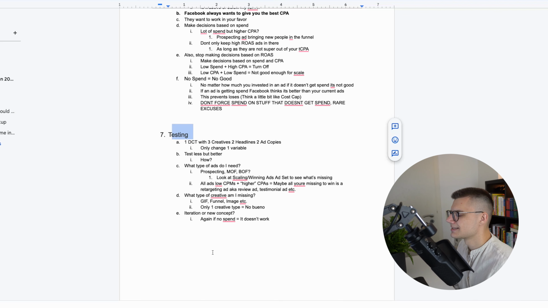For now, keep in mind, dynamic creative on, 3 creatives, 2 headlines, 2 ad copies, fairly common tactic nowadays. And again, you only want to change 1 variable at a time. And also again, if a test is not getting spent after you've launched it, it's simply not good enough.